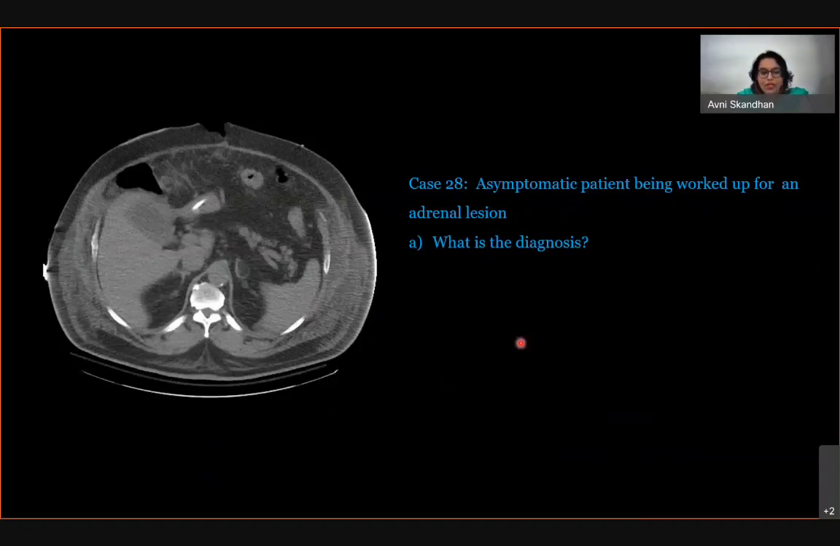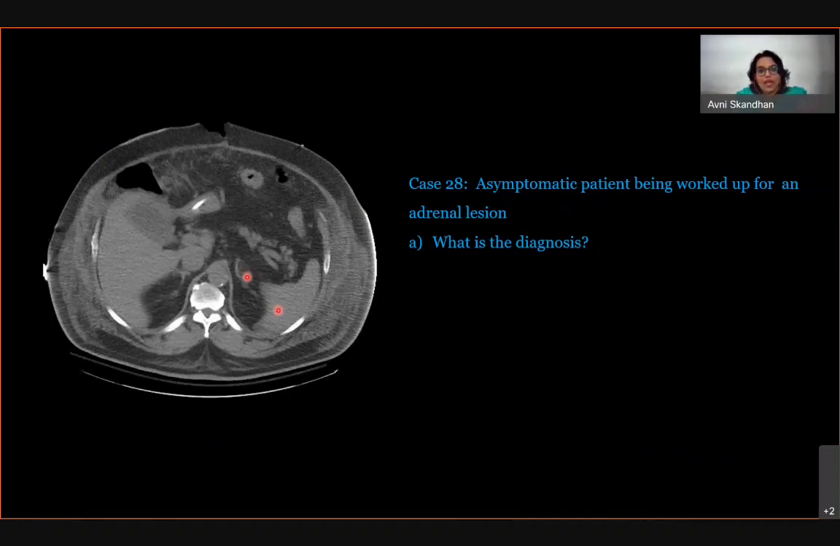This is an asymptomatic patient. This CT was taken for some other reason, and in this patient you incidentally found something here. So what is it? It's something small, so you better be careful. Yeah, adenoma, it's a myelolipoma. It's something so small. And this is how a myelolipoma looks.